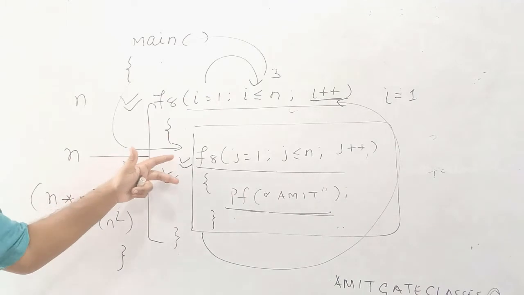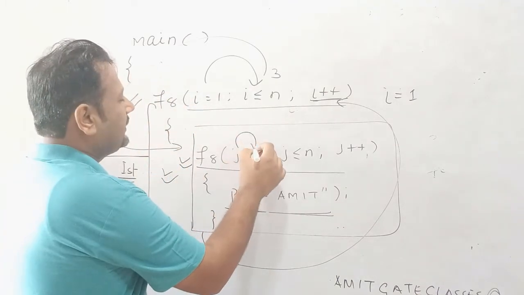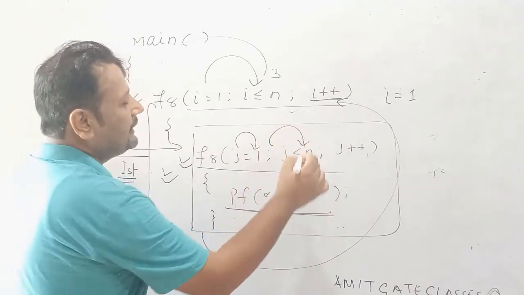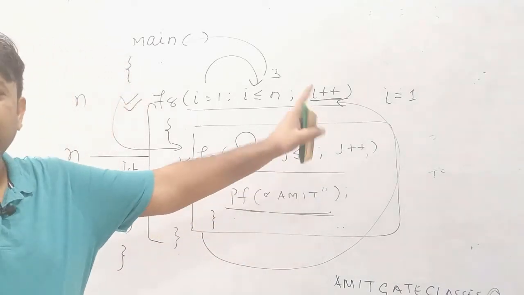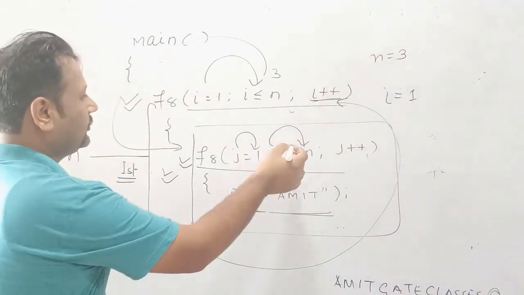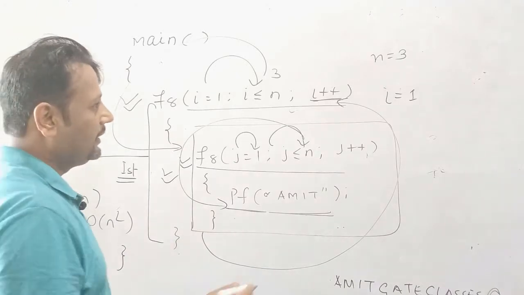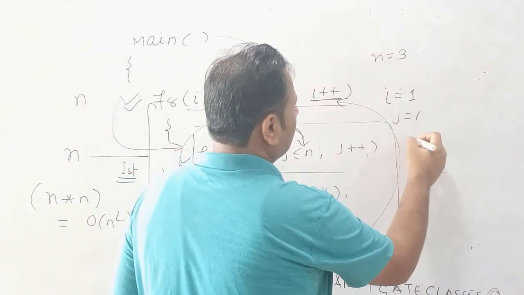Now think about this. We'll come here, again we have got a for loop, j equals 1, j less than or equal to n. What is n? 3. We took n equals 3. So this condition is true. We'll come here and we'll print Amit for the first time. So j equals 1, we have got 1 Amit.